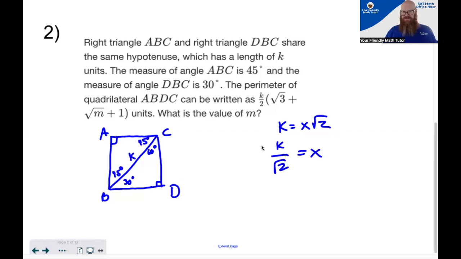But I should rationalize. I feel like that's going to help me later. So that is k root 2 over 2. All right. So each of these are k root 2 over 2.